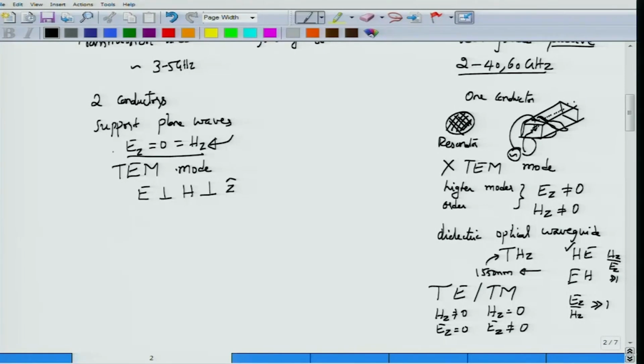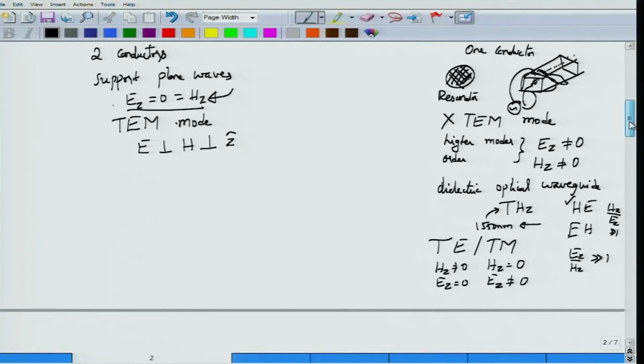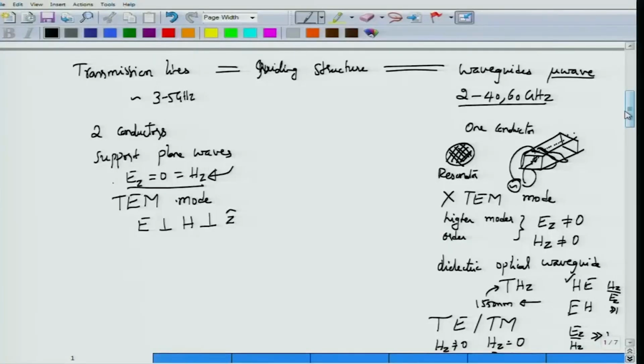So in the next module, we will start the study of waveguides, but the lesson for this particular module, which introduces waveguides to you, is that transmission lines are also waveguides. They also guide energy from one point to another point, but they are made out of at least two conductors. Because they are made out of two conductors, they do support TEM mode, and pure transmission line modes are only TEM modes.